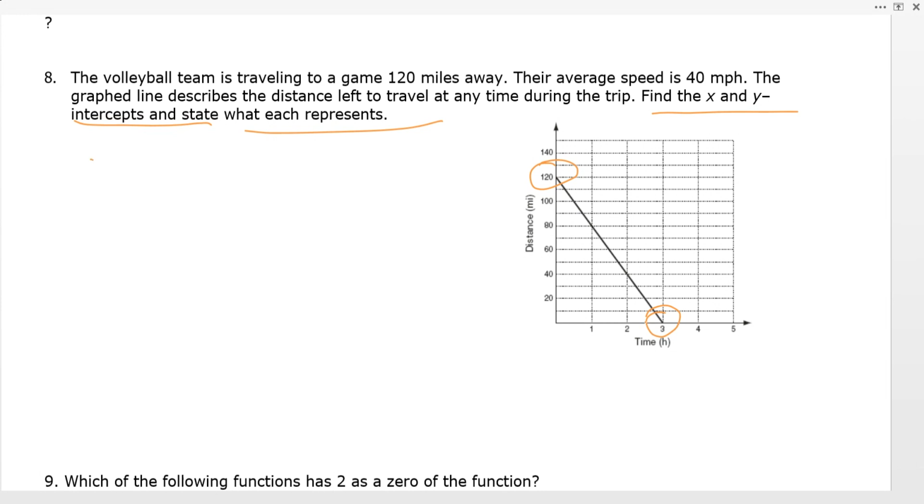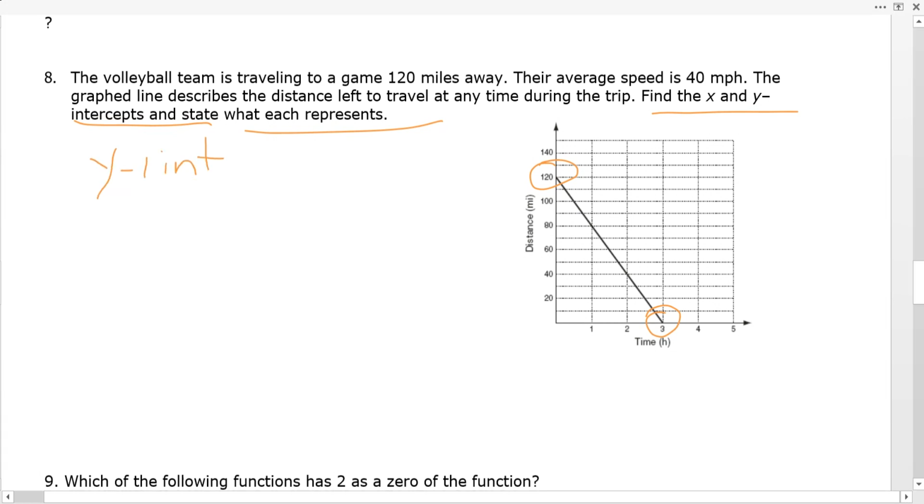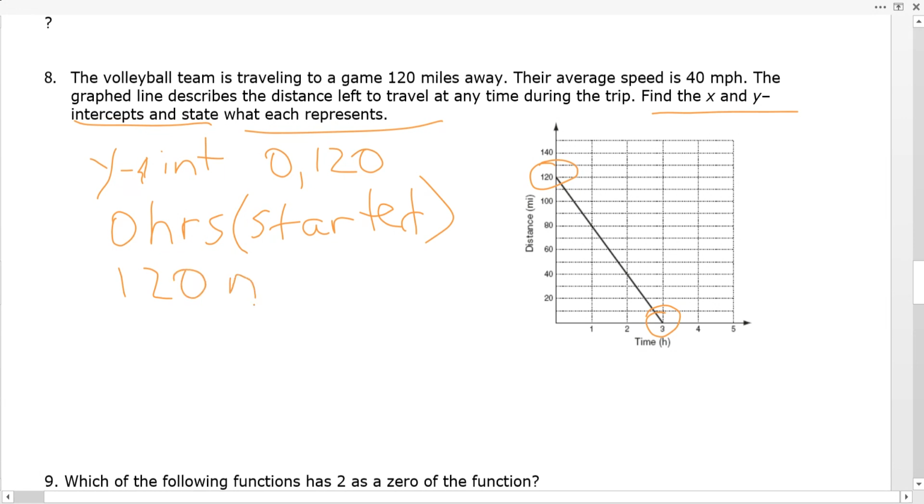My y-intercept is 0, 120. So that means 0 time, 0 hours. That's when they started, right? They had 120 miles to go. That's how far they were traveling, and we knew that up here.